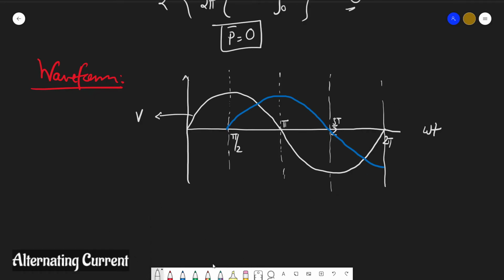So I will extend this graph here so that I can write the complete cycle of current. Let us assume this is another 2 pi plus pi by 2, that is 5 pi by 2. This is 5 pi by 2. So let us see this.